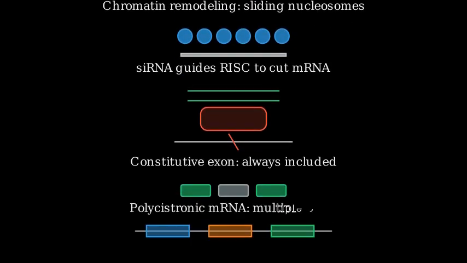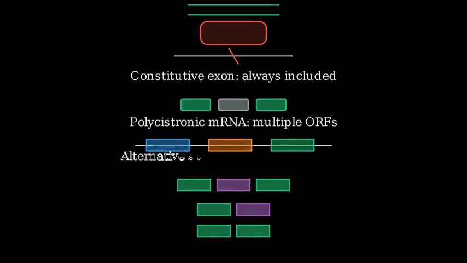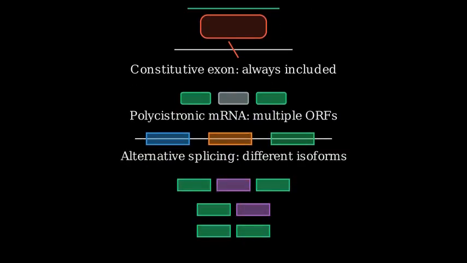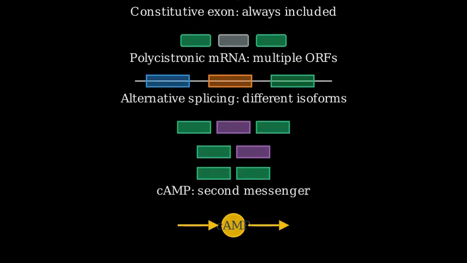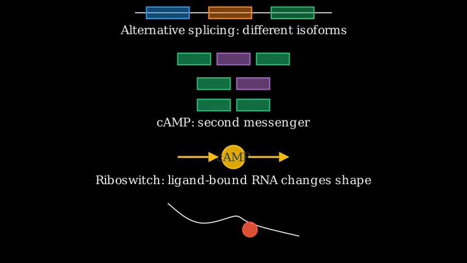J. Polycistronic mRNA, one RNA with multiple protein coding regions, as in bacterial operons. K. Alternative splicing, different exon choices make different mRNAs. L. cAMP, a second messenger molecule. M. Riboswitch, an RNA that binds a small molecule and changes its own structure to regulate.